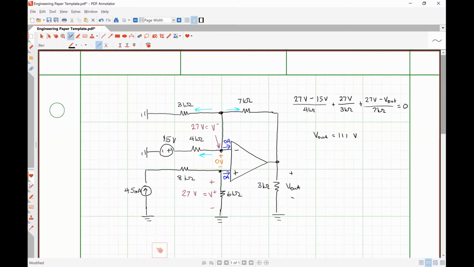Cool deal. So this was a kind of ugly, gnarly looking circuit, but just using those simple rules and nodal analysis techniques, we were able to solve it. And honestly, we can use that for any negative feedback op amp circuit. That's all you'll ever need to go through it.